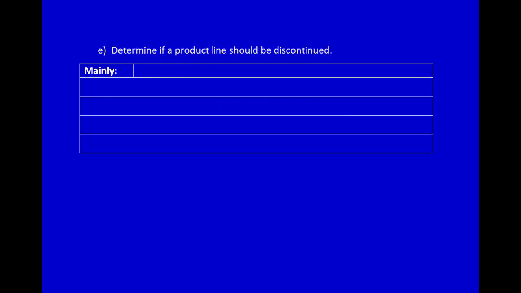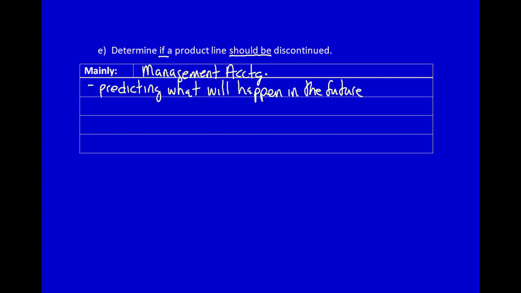Moving on to E. Determine if a product line should be discontinued. Again, language. It says the word if. That's questioning the future. And it says product line should be discontinued. We are not reporting history, but we're predicting the future. So this references management accounting. This is a question that internal users, like the production manager or the sales department, would be asking.